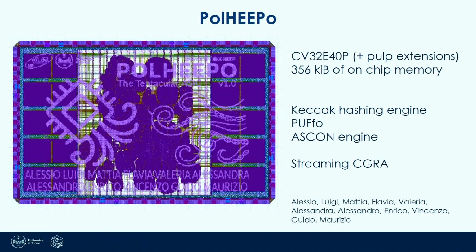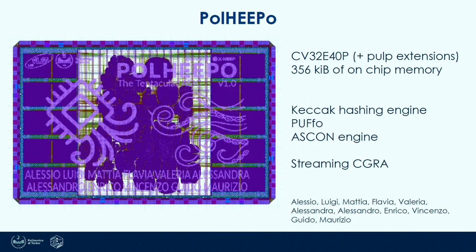And with this microcontroller, there are some of our accelerators. There is KECCAK, the one that I showed you before. There is PUFFO, a physical unclonable function, always things related to cryptography. ASCON, an accelerator also for a cryptographic algorithm. And the streaming CGRA, that is targeting the execution of both nonlinear functions, but also linear operations in machine learning models. We are targeting mainly transformers and things like that.